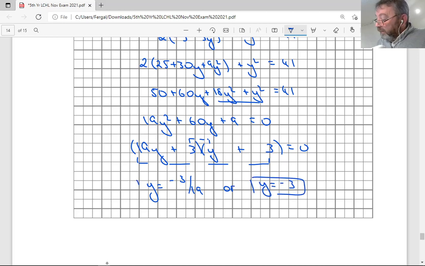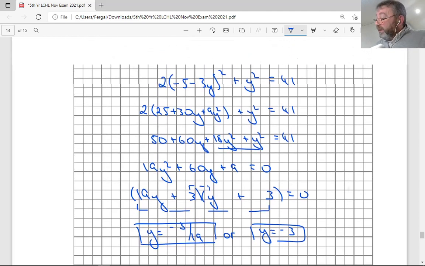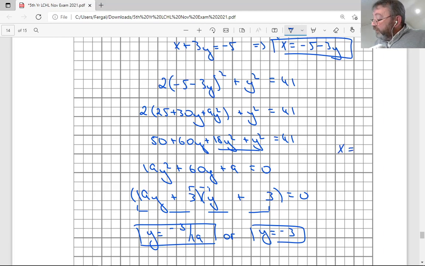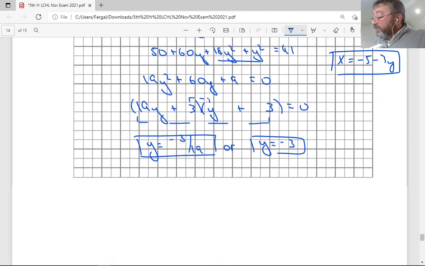But that's only y. You have an x to deal with, and up here you've got an equation on how to find it. Because x is, bring it down here, minus 5 minus 3y. That's what I know is the equation. Help me to find x. So now what I'm going to do is put minus 3 over 19 in here. So x is equal to minus 5 plus 9, because you're multiplying minus 3 over 19 by minus 3, so that's plus 9 over 19.